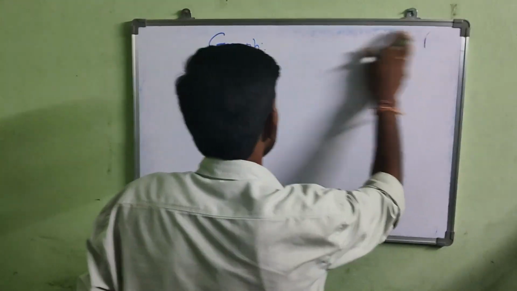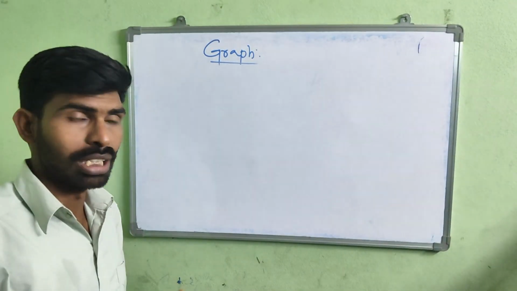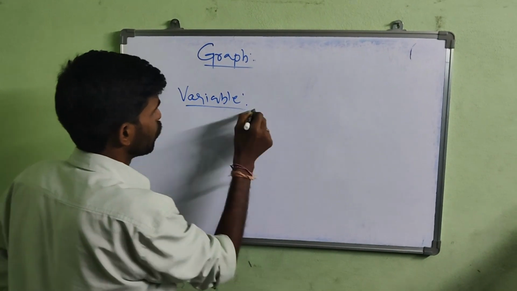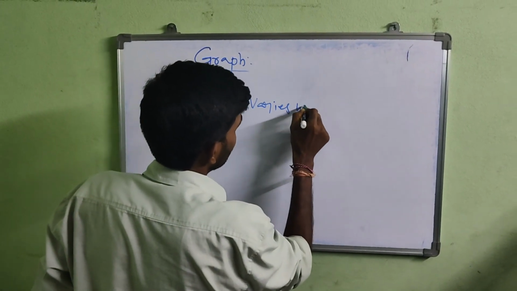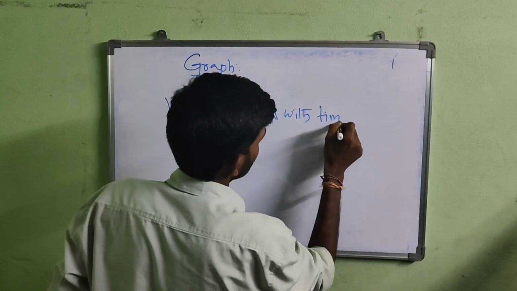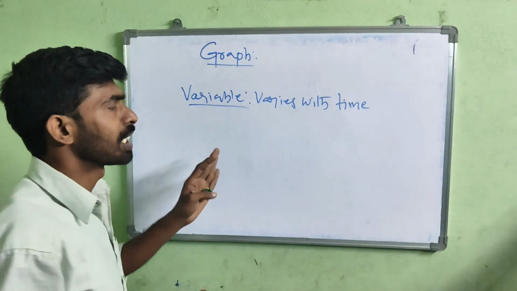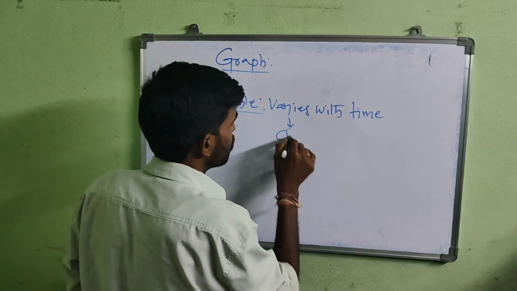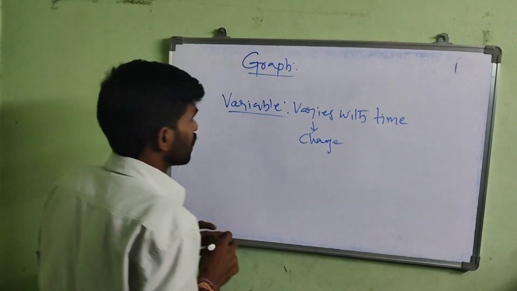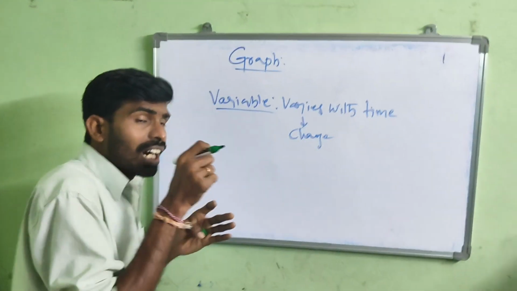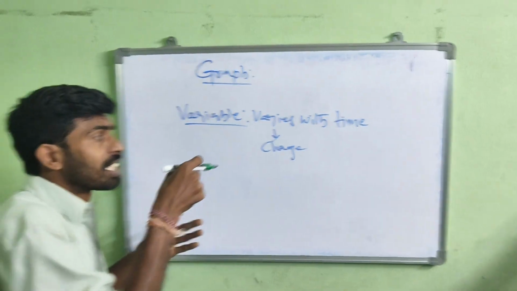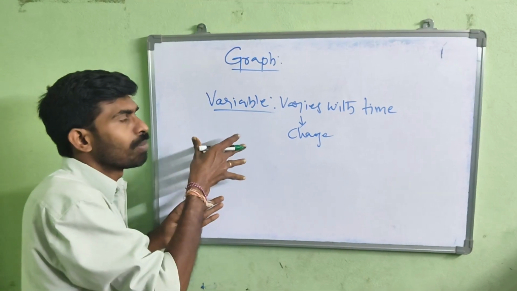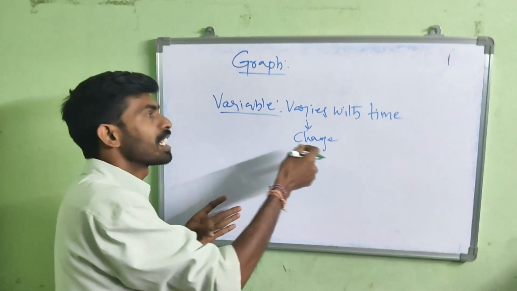Okay, variable means it varies every time. What is variable? Variable means it varies with time. What is the meaning of the variable? Variable is nothing but it varies with time. That means varies is nothing but change. The value of the contents will be changed with respect to the time. Okay, that is what we call a variable. That means it changes with time.